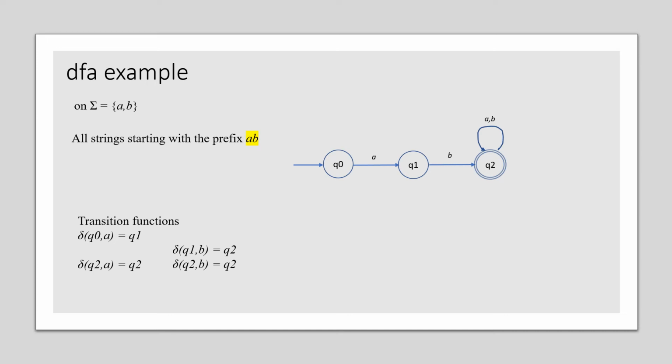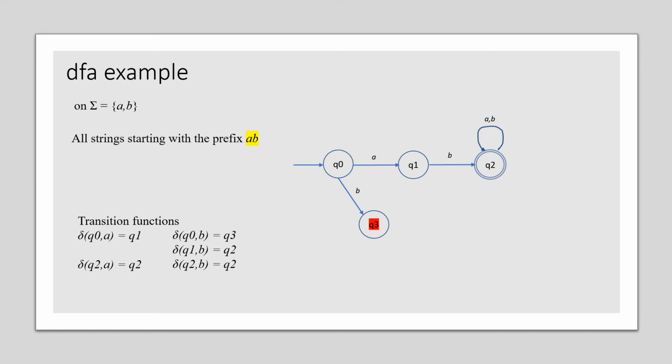Now what if I go back to Q0 and I get a B? Well, if my string begins with a B, it's going to go to a trap state because the rule for this language is that it must begin with an AB. So if it begins with a B, it's going to go to a trap state. So that transition would be from Q0 with a B, it's going to go to Q3.